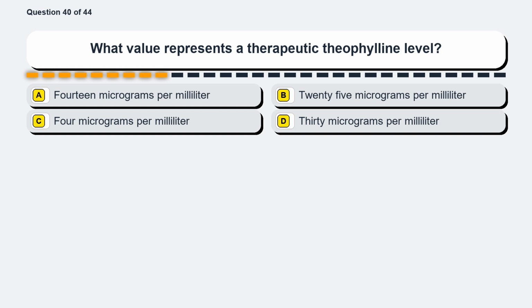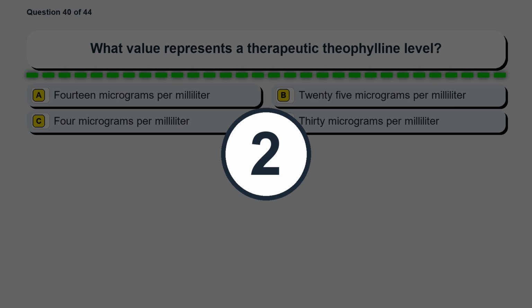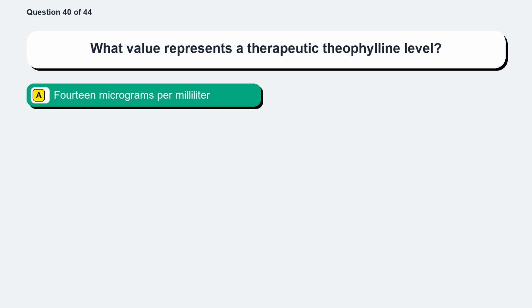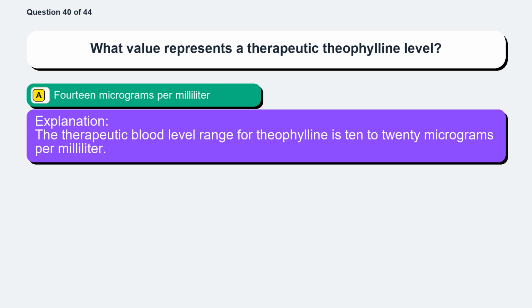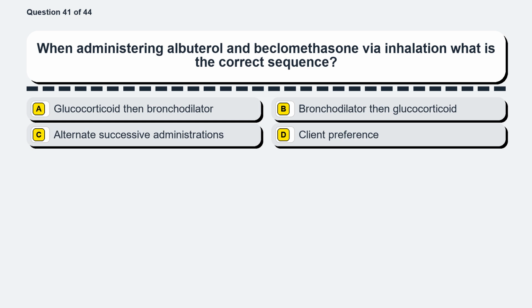Option A, 14 micrograms per milliliter. Option B, 25 micrograms per milliliter. Option C, 4 micrograms per milliliter. Option D, 30 micrograms per milliliter. The correct answer is option A, 14 micrograms per milliliter. The therapeutic blood level range for theophylline is 10 to 20 micrograms per milliliter. Question 41. When administering albuterol and beclomethasone via inhalation, what is the correct sequence?